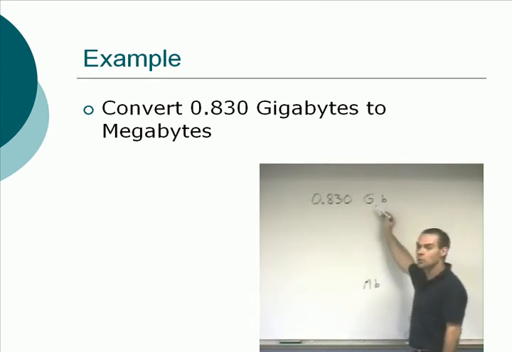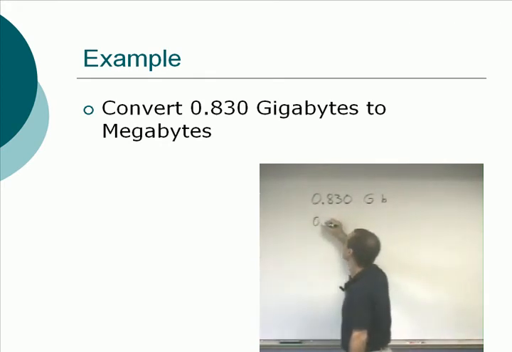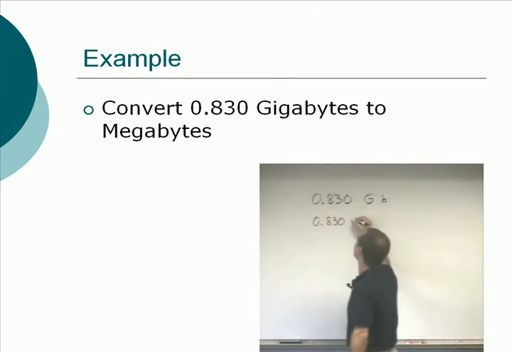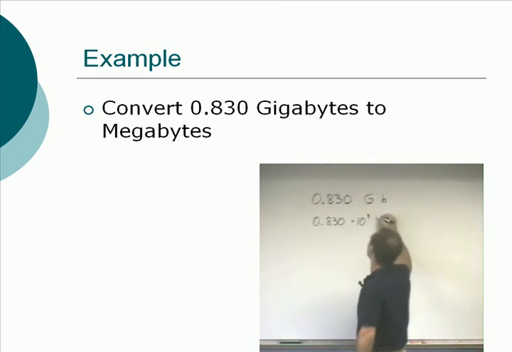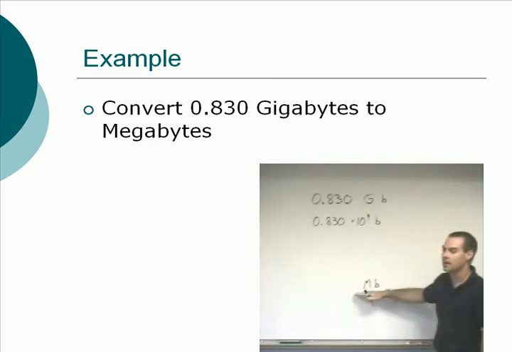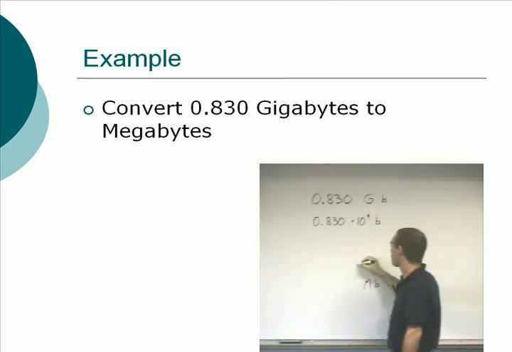So the first thing we need to do is ask, what is giga really representing? That's really the same as 0.830 times 10 to the 9th bytes. Now, we want to end up at mega, which is what power of 10? We want to end up with 10 to the 6th bytes.